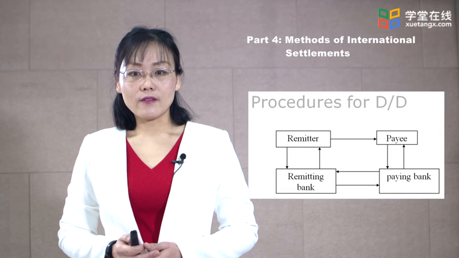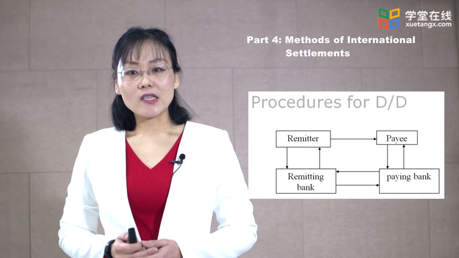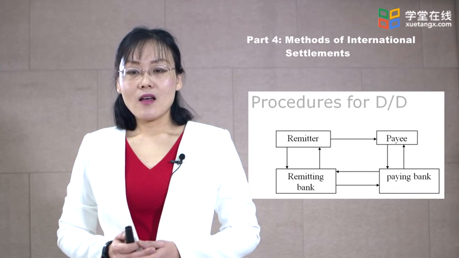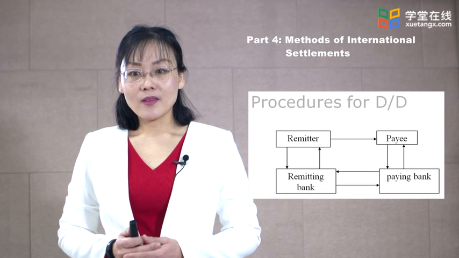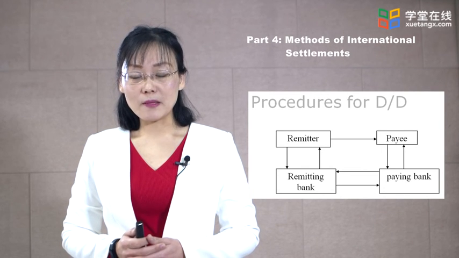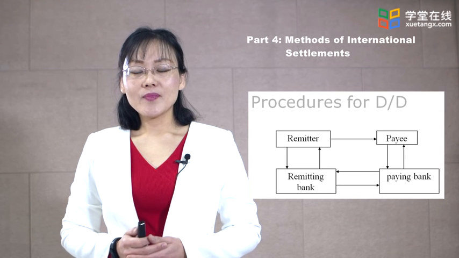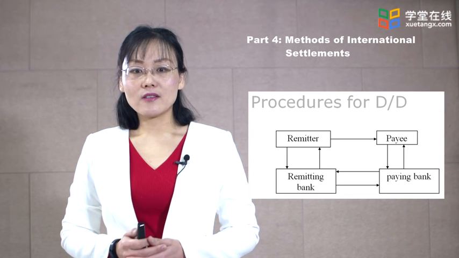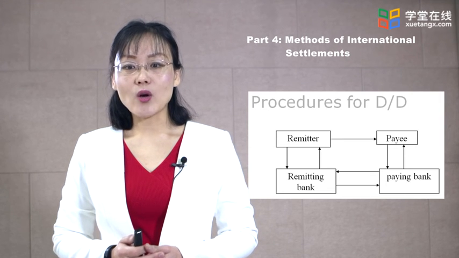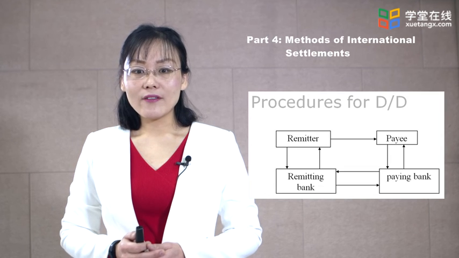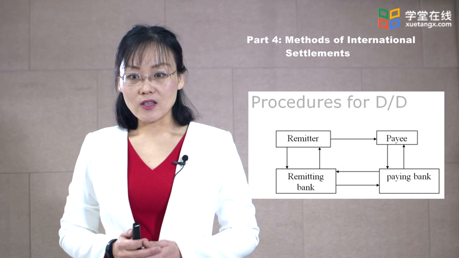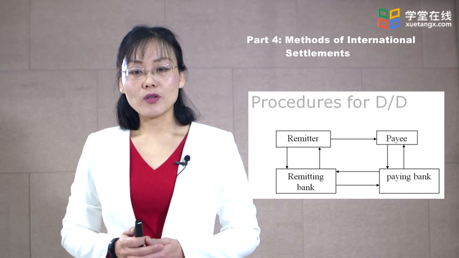The process of demand draft is a little bit complicated. The remitter presents the application form to the remitting bank. Then the remitting bank debits the customer's account and draws the demand draft. The draft is handed to the remitter, who may send or carry it abroad to the payee.